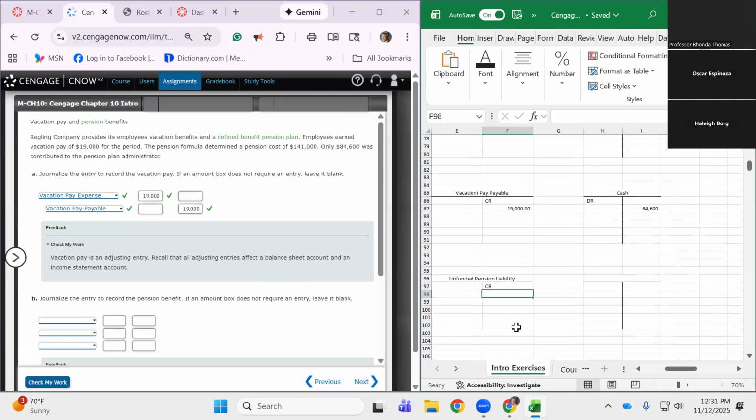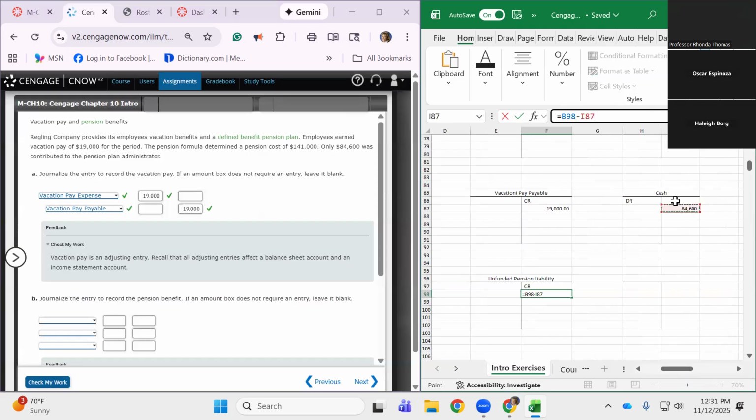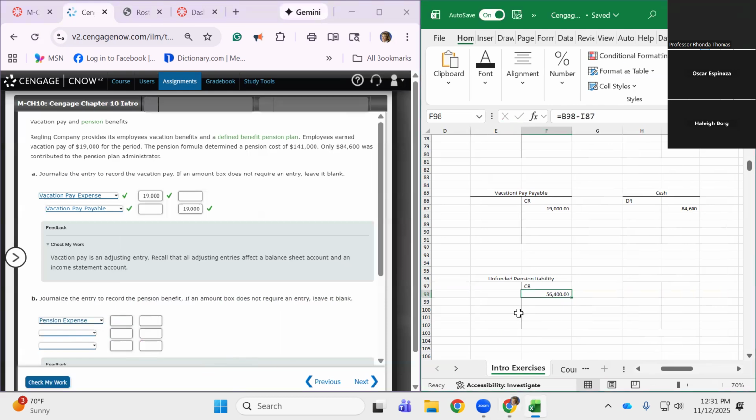So if you take 141,000 minus the amount that we've paid in cash to the plan, of $84,600, that means we still need to fund $56,400. So all of this becomes the expense to the employer, but this is something they've agreed to do.